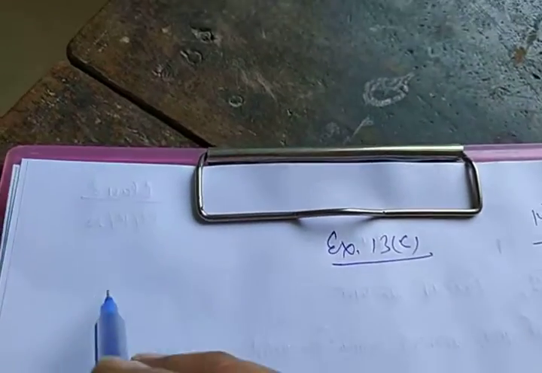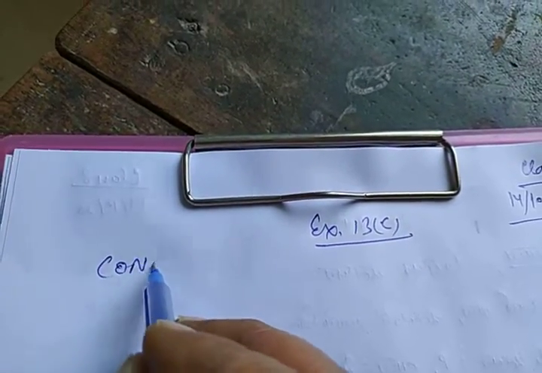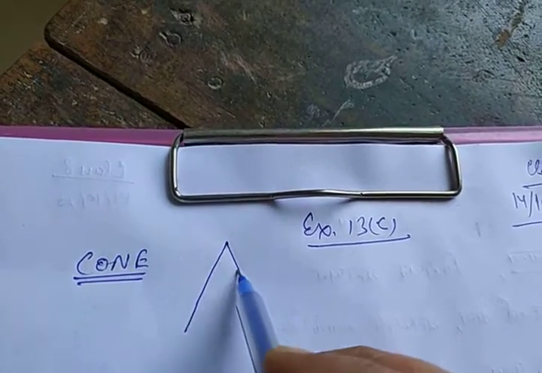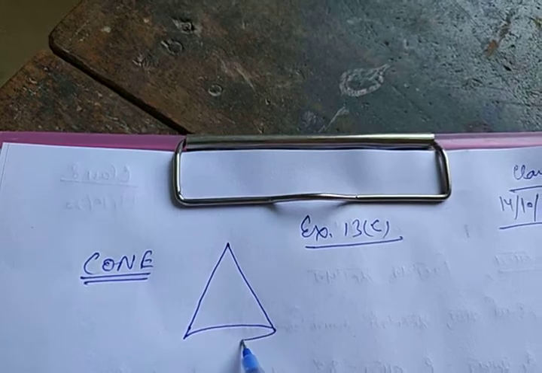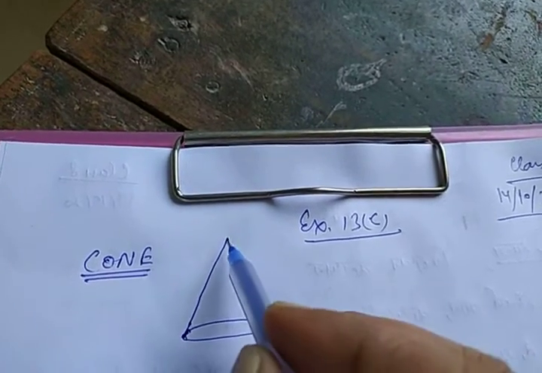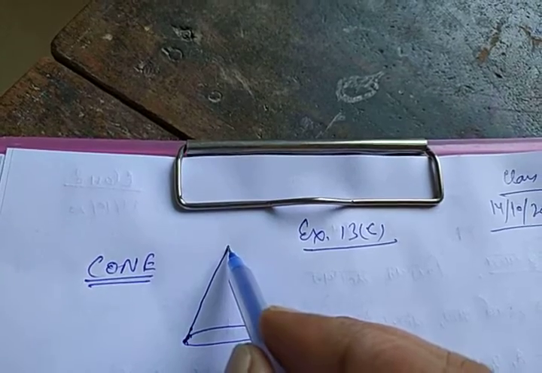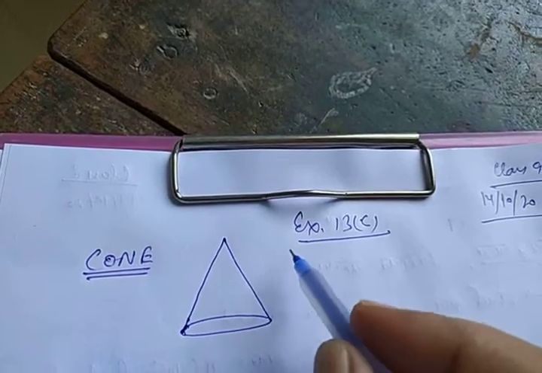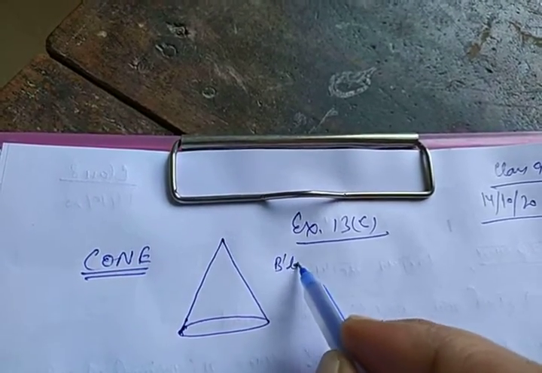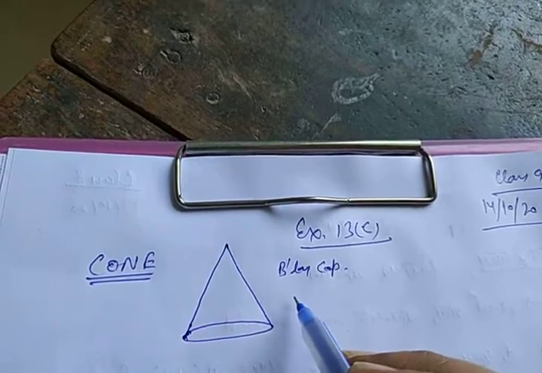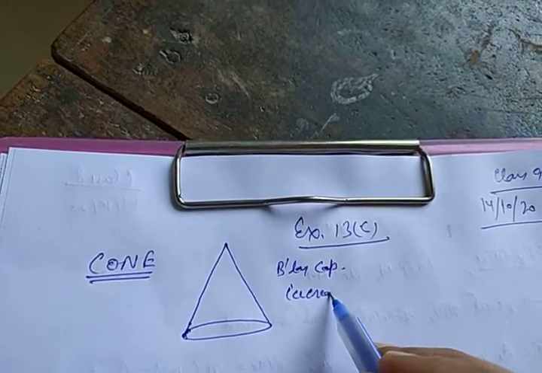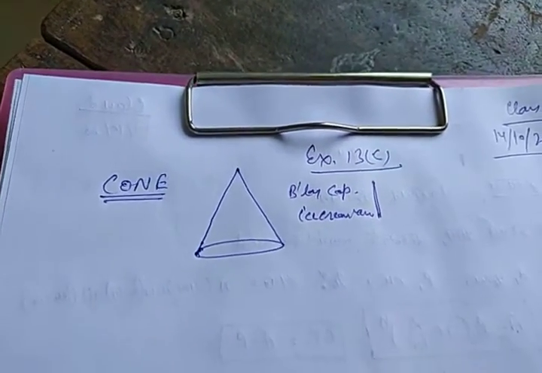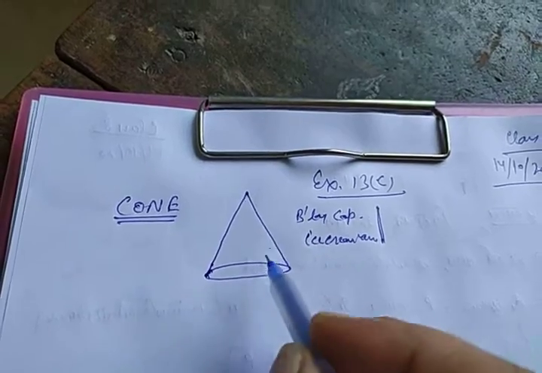In this exercise we will learn about cone. Cone is an object of the shape like this. It has a corner at the top and a circular base. Examples would be a birthday cap and an ice cream cone. These are two examples you can take from daily life. And regarding this conical shape we will learn some things.